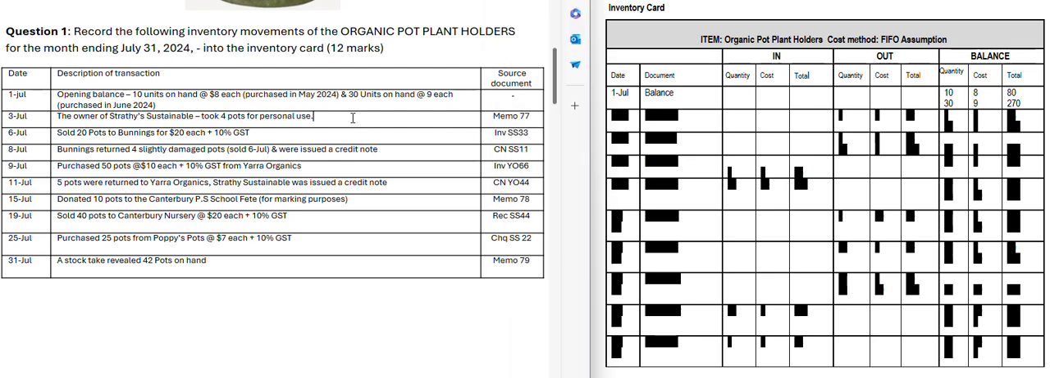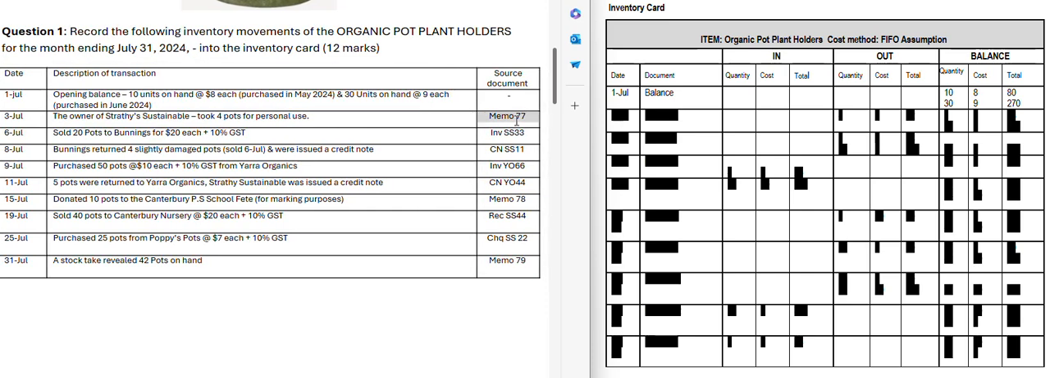Alrighty, let's move on to the second one, on the third. The owner has taken out 4 for personal use. That's recorded via a memo. And so we don't know if the owner's taken out the $8 pile or the $9 pile. Therefore, we're going to use the FIFO assumption, first in, first out. So we assume that those 4 all come from the old pile, those $8 ones that we bought in May.